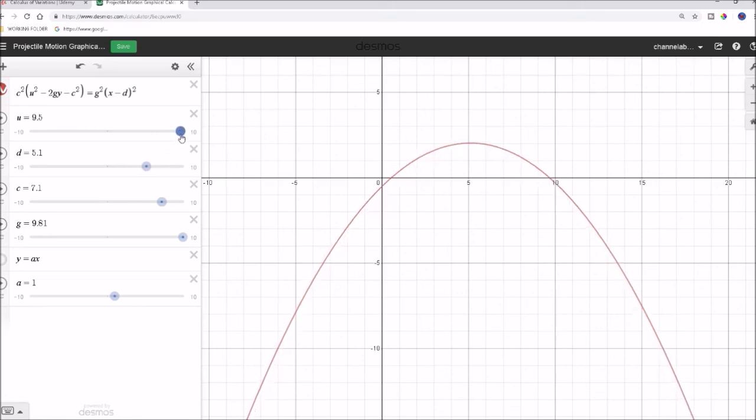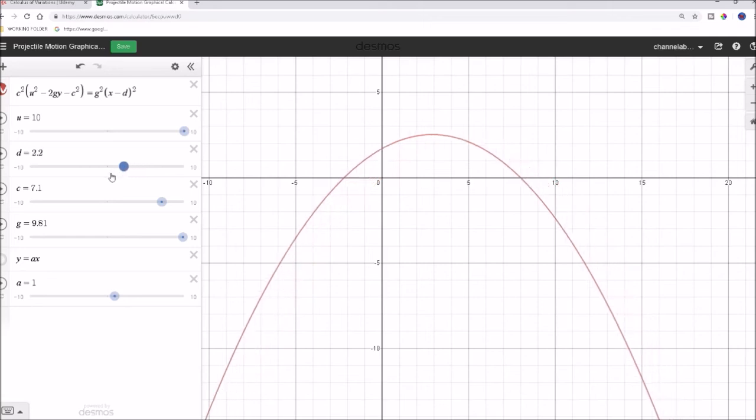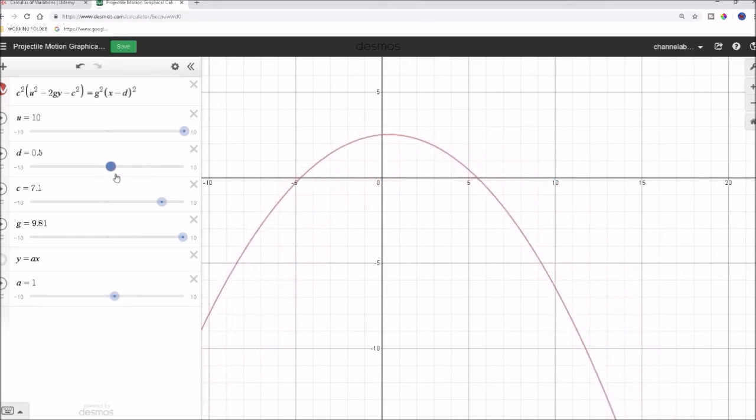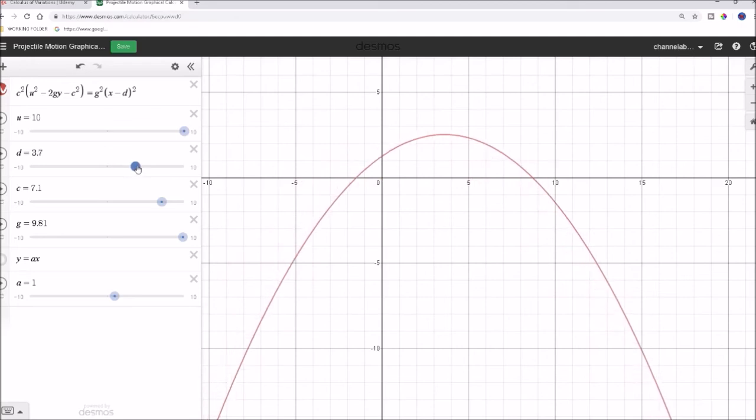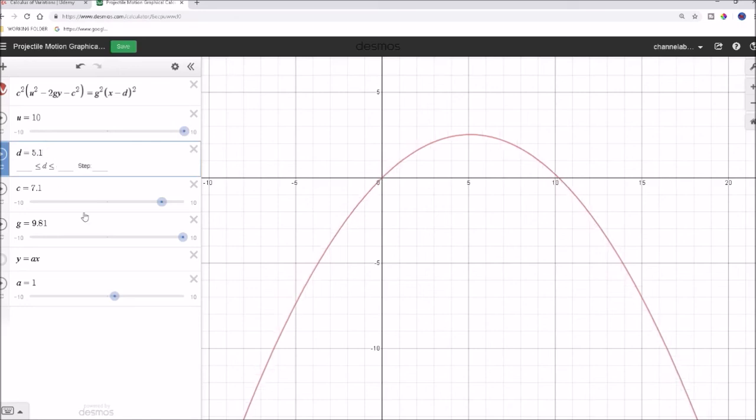So now I've set that up to a value of 10, so we're throwing with an initial velocity of 10. Okay, so this value d is just your starting position, so it just adjusts where you're actually standing whenever you throw the ball. So we'll set that back to this value here. In this instance it's sitting at 5.1, because it makes this point here work out as the origin. Okay, so that's the initial position.